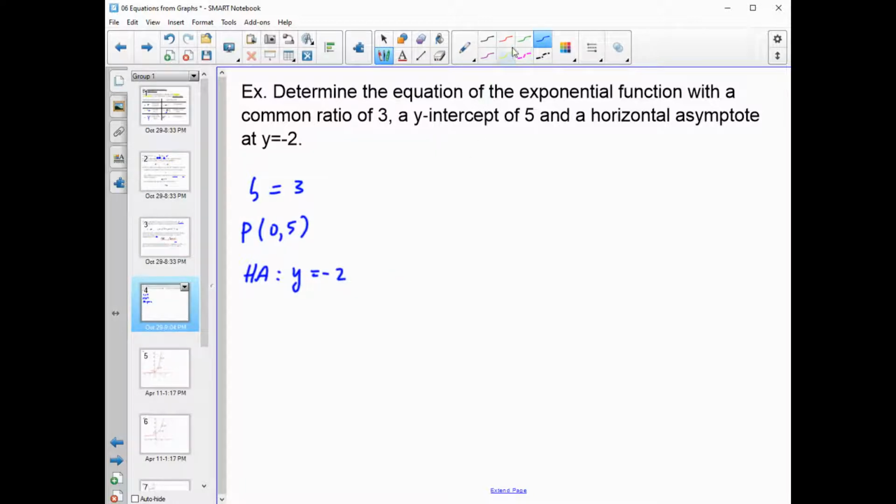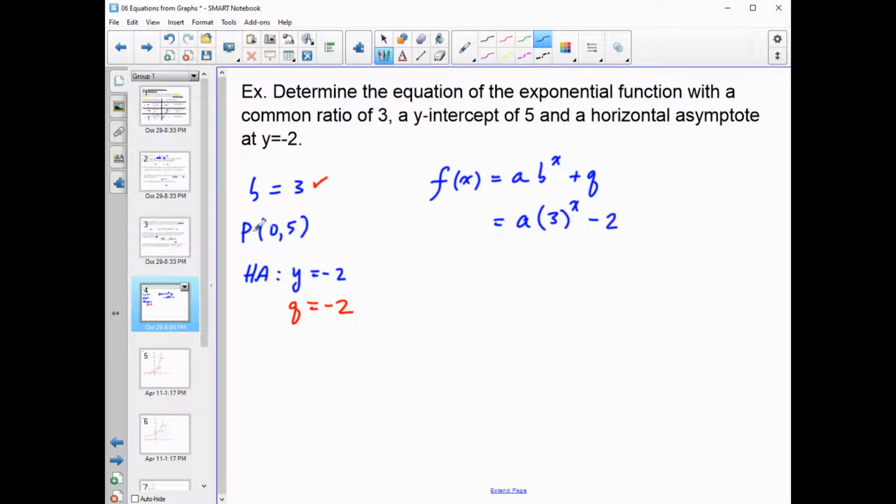Now, I normally start with the horizontal asymptote just because it is so obvious, it is so direct. That tells us that this has been shifted down by 2. And of course, it's telling us the b value, so the b value is 3. So from there, I can go to my equation. Normally, I'm going to write it in the form a b to the x plus q. So in this case, I'm going to end up with a, but instead of b to the x, I now know my b value is 3 to the x. And instead of plus q, I know that it's minus 2.